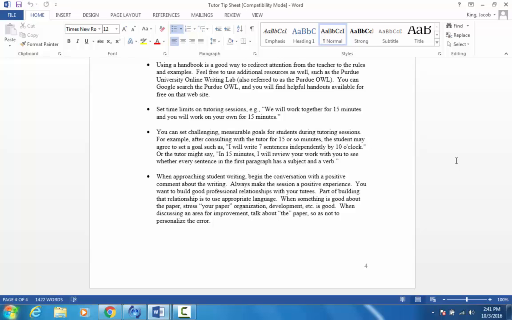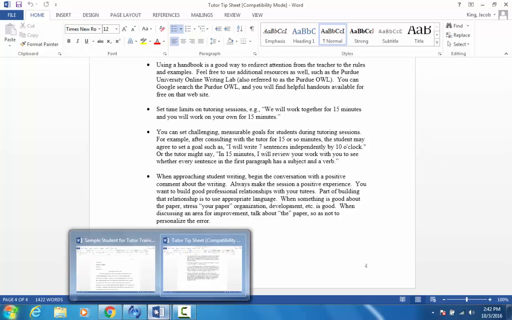Also recognize that Rome wasn't built in a day, so you'll have to focus on one goal at a time. That may mean setting a time limit of some sort, like they'll work with you for 10 or 15 minutes and then help them set a goal. As it says here, I'll write 7 sentences independently by 10 o'clock or whatever it is, and then work with them to set up another appointment in the near future. Okay, we worked on this element, you're going to go home and work on this, and then you're going to come back and we're going to review it together. So just recognize that you cannot solve all the problems in a particular essay in one day.